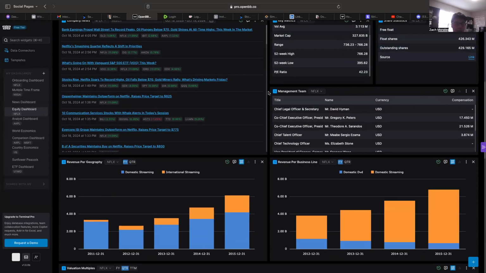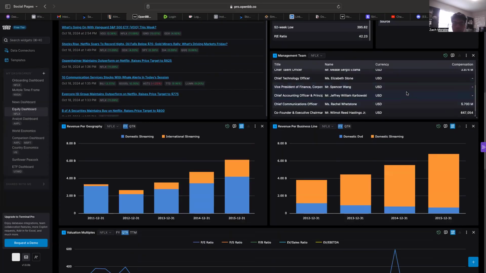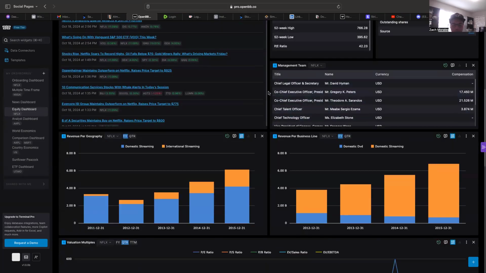Also, I really like this too, the compensation part, right? You can see what these people are getting paid. It gives you their name and their positions, chief legal officer and secretary, chief talent officer. Mr. Meeb is getting just under $4 million.